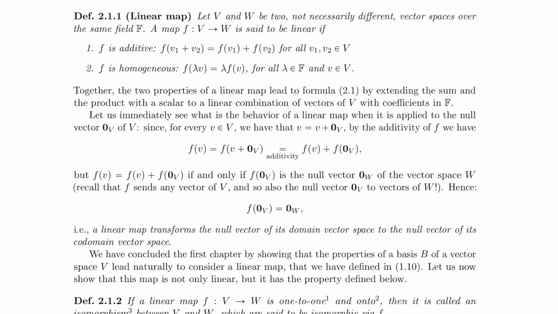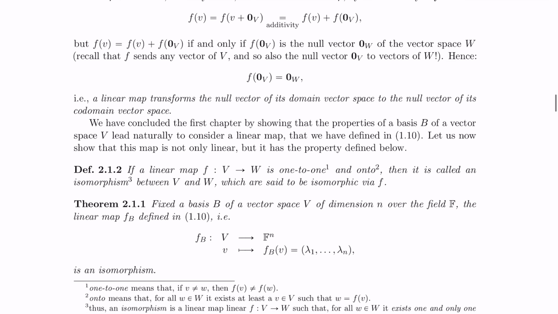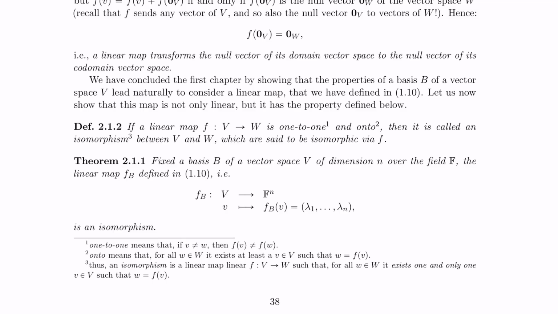The next concept that we introduce is that of isomorphism. For this, I need to recall a couple of concepts related to functions that I think you already know. Given a function f from V to W, we say that f is one-to-one if, for every couple of different vectors, the images of f are also different. Instead, f is said to be onto if, for every vector of W, there exists at least a vector of V such that the vector of W can be written as the image of the vector V through f.